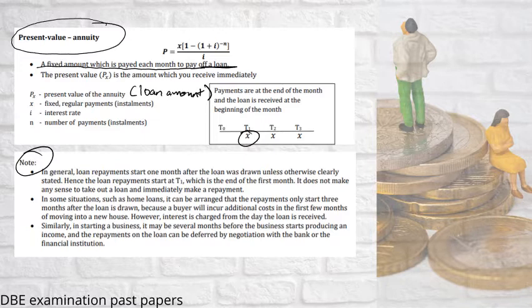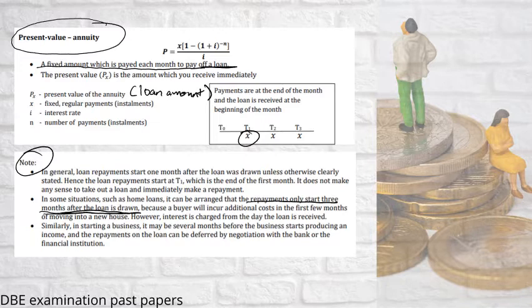But you know that with future value you can start at the beginning, right? That's when your n changes, where there is that extra payment, you say plus 1 where there is n. But it's different here. It does not make any sense to take out a loan and immediately make a repayment, just as we have said. So in some situations such as home loans, it can be arranged that repayments only start 3 months after the loan is drawn. Let me talk about this because it's very important that you know how to deal with such problems. I didn't cover it in this example, but let me just explain it on this page.